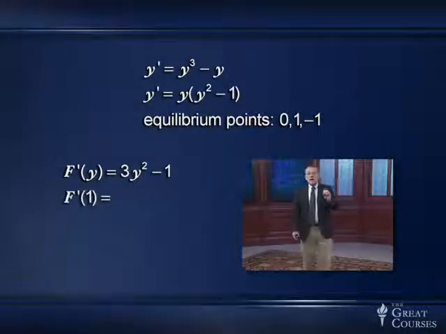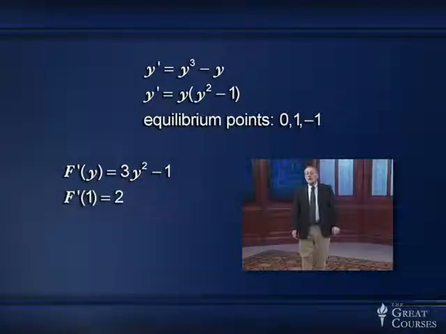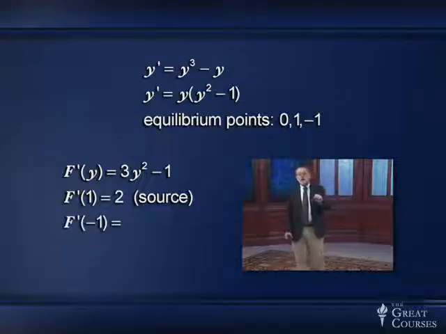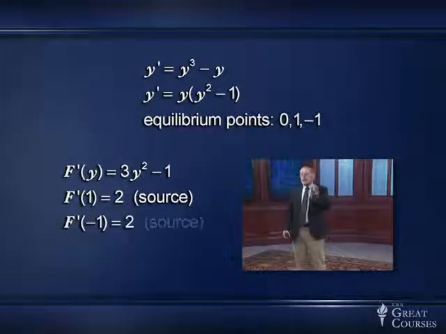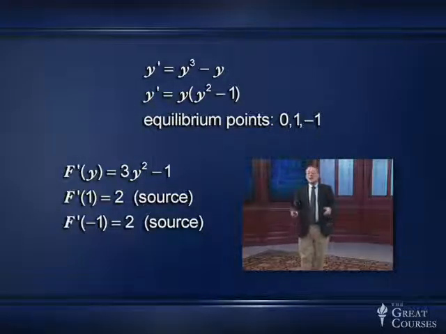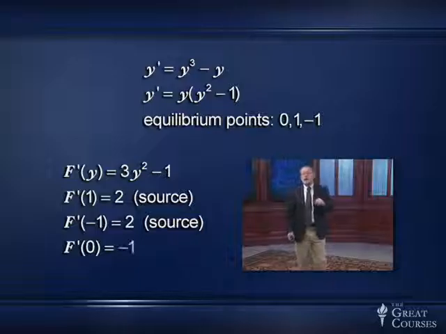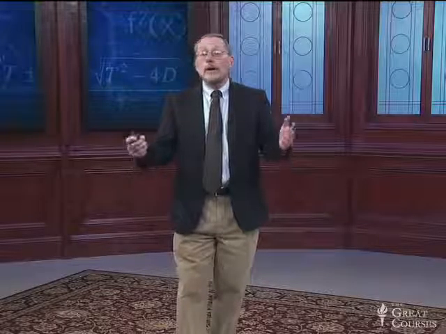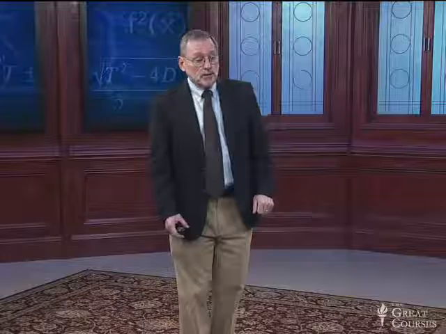For example, at 1, we get 3 times 1 squared minus 1, that's 2. Greater than 0, 1 is a source. At minus 1, the derivative is, again, 3 times 1 minus 1, 2. That's, again, a source. But at 0, the derivative is 3 times 0 minus 1, that's minus 1. Less than 0, that's a sink. So with just that little bit of calculus, we now know everything that's happening for solutions to that differential equation.